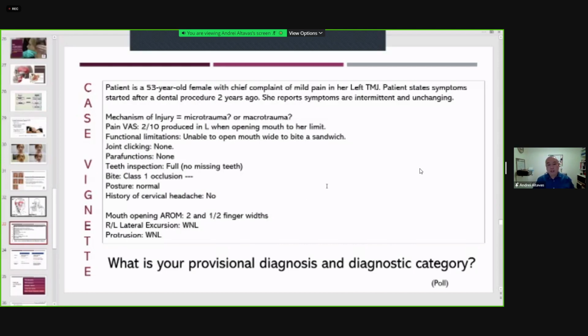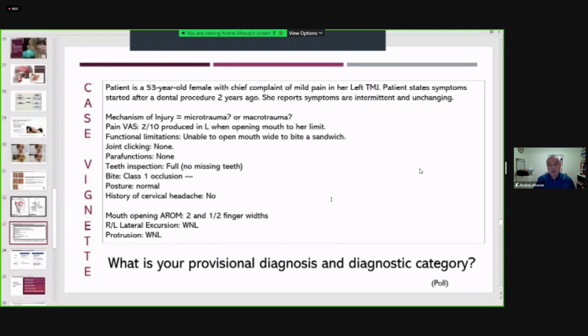Now, teeth inspection, you have full dentition. There's no missing teeth. Bite classification, normal. Posture, you will say it's normal. She has really good posture. She's actually a yoga instructor, so there's nothing there that I can comment on.